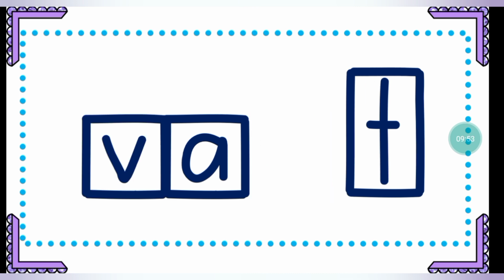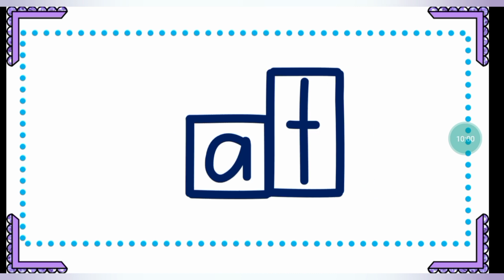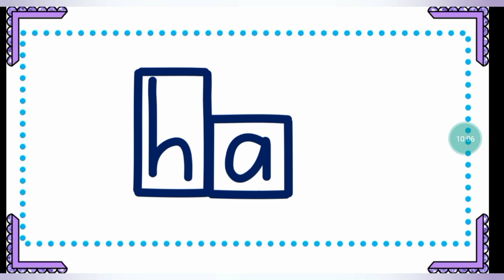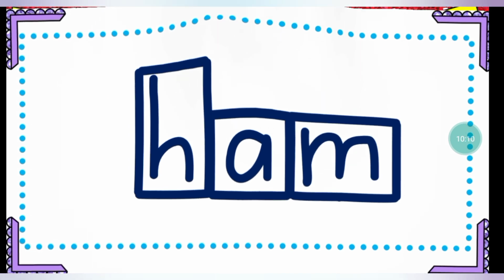Letter s was removed and replaced with nothing. Wow, vat. Okay, letter v has been removed and replaced with letter h, and we have hat. Letter t has been removed and replaced with letter m, and that's ham.